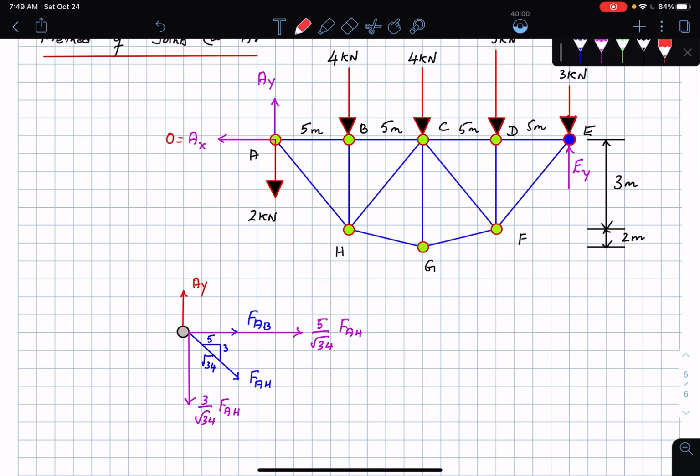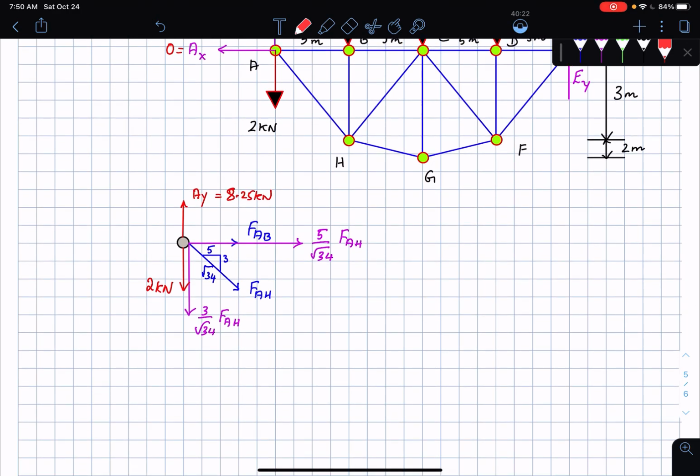And do not forget the fact that there is actually an applied force of 2 kilonewtons acting at the pin A. Okay, so there is a force of 2 kilonewtons which is acting at the pin A, and then AY, I think we obtained it to be approximately 8.25 kilonewtons. And so these are the forces acting here. This is the free body diagram of pin A. Okay, and I can start off by summing forces in the vertical direction. I'll find out FAH, then I'll sum forces in the horizontal direction. Okay, so let's do this.